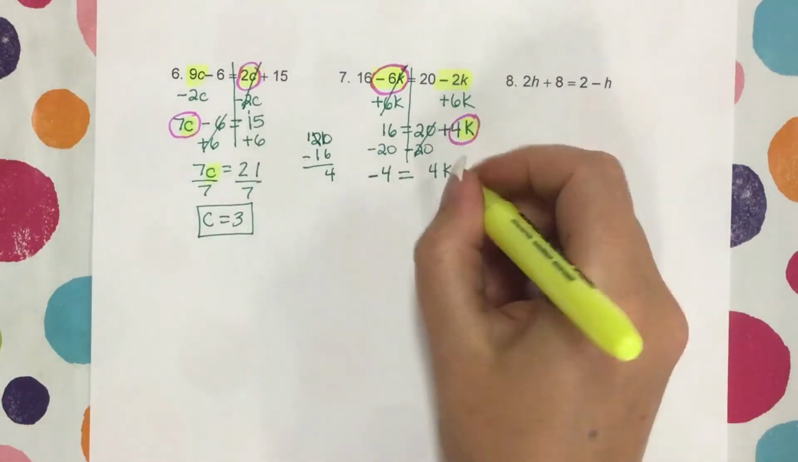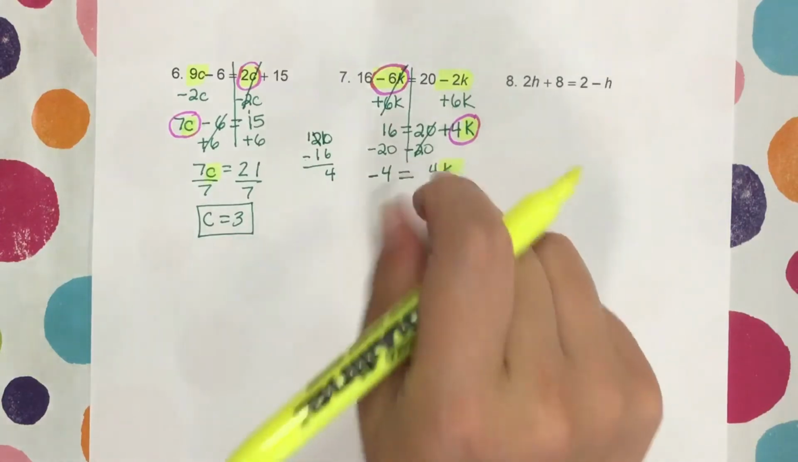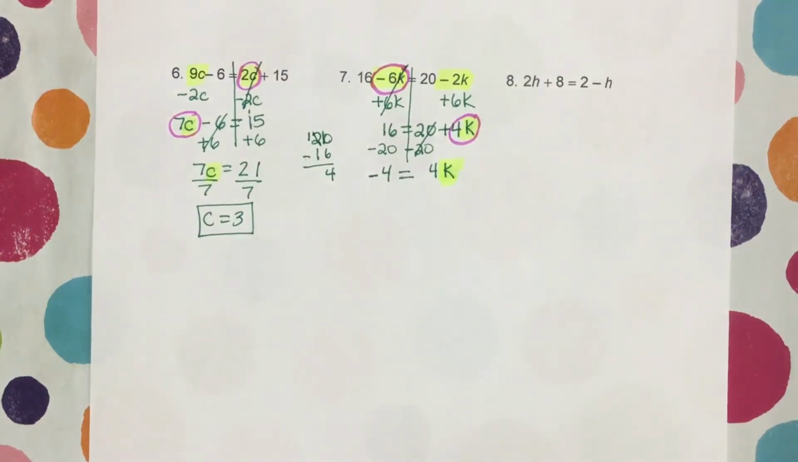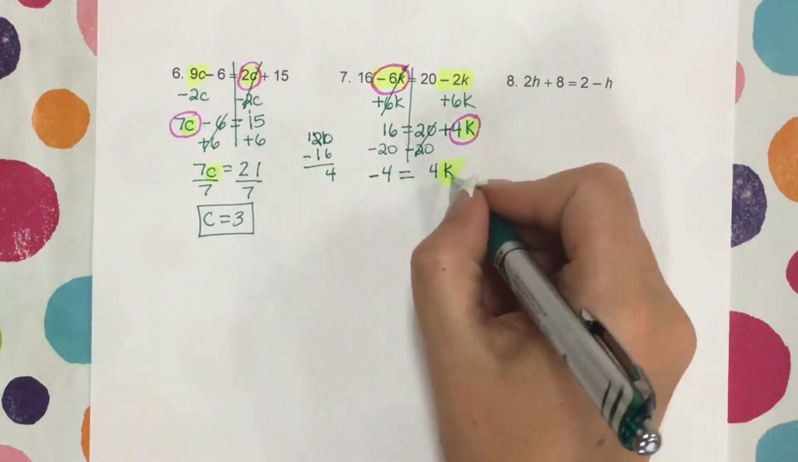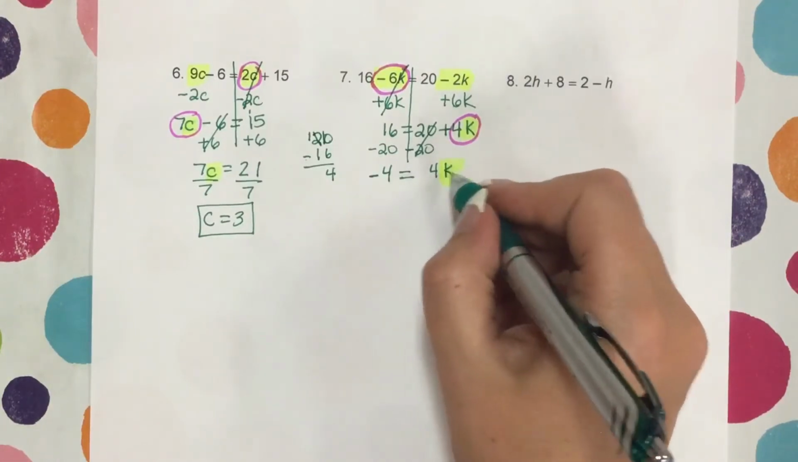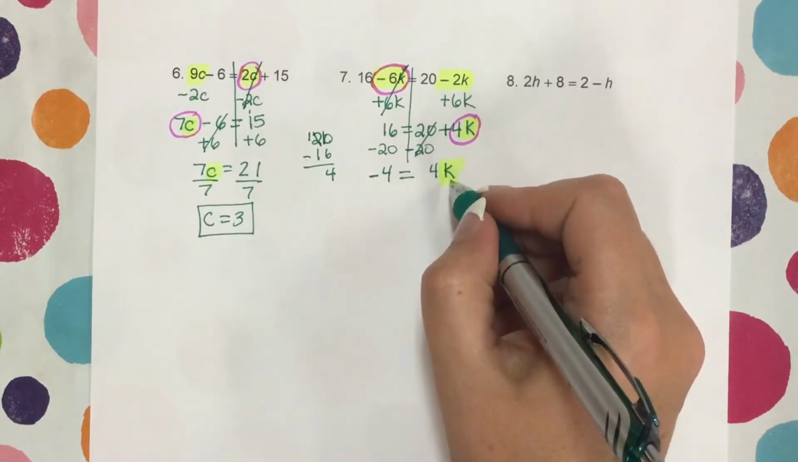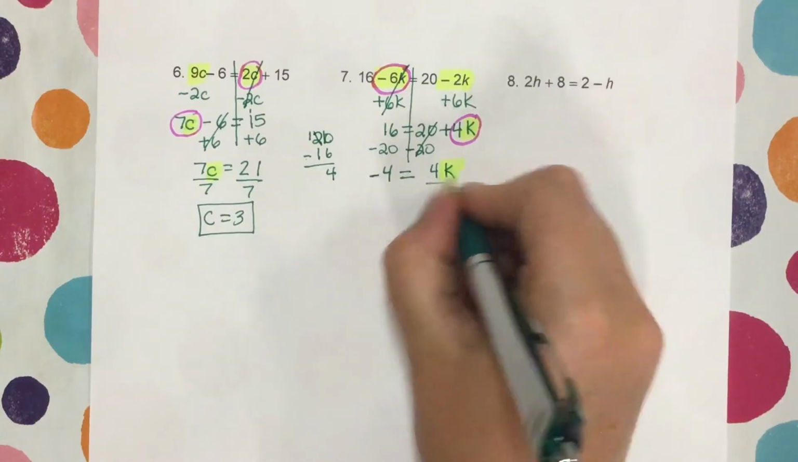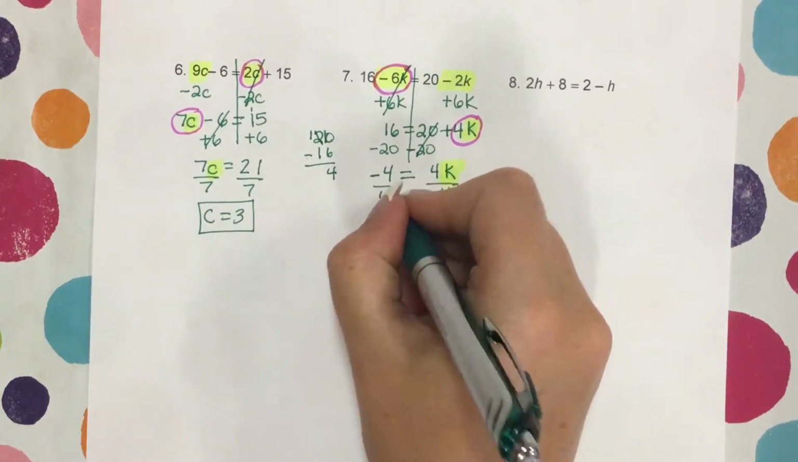Okay, so I'm still trying to determine what k is. I need to get k by itself. It's not by itself. It's close, but not close enough. So this is 4k, or 4 times k. The inverse operation of multiplication would be division. I'm going to divide both sides by 4.